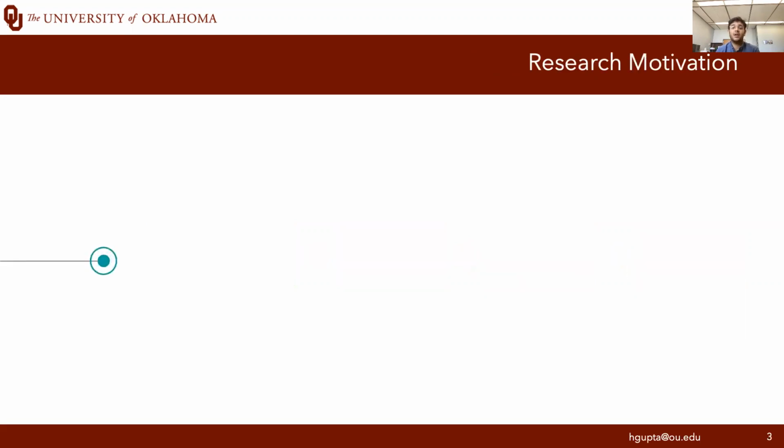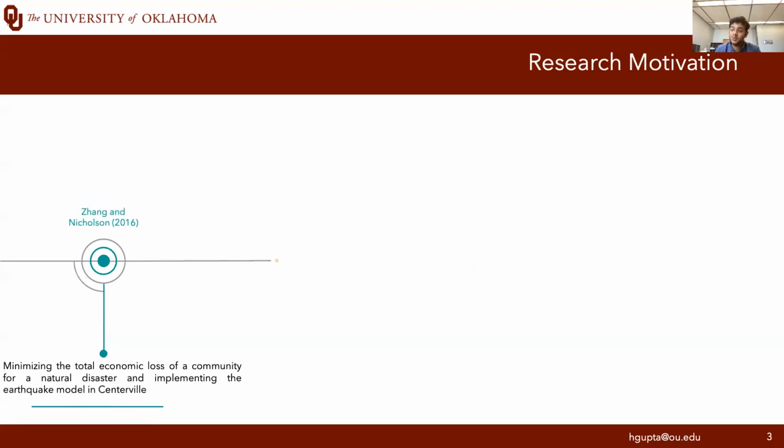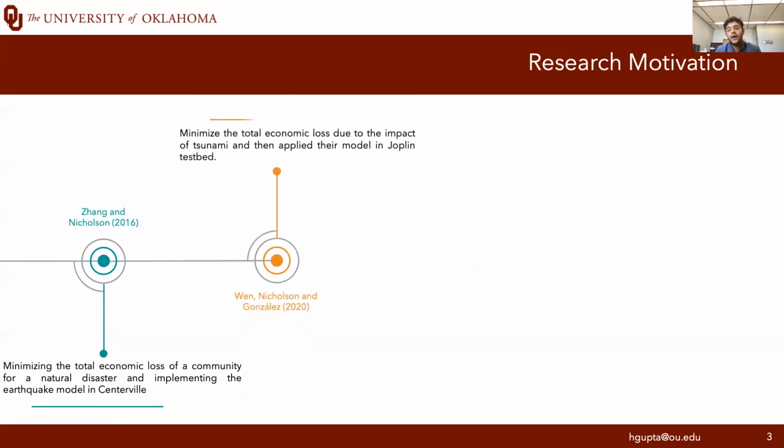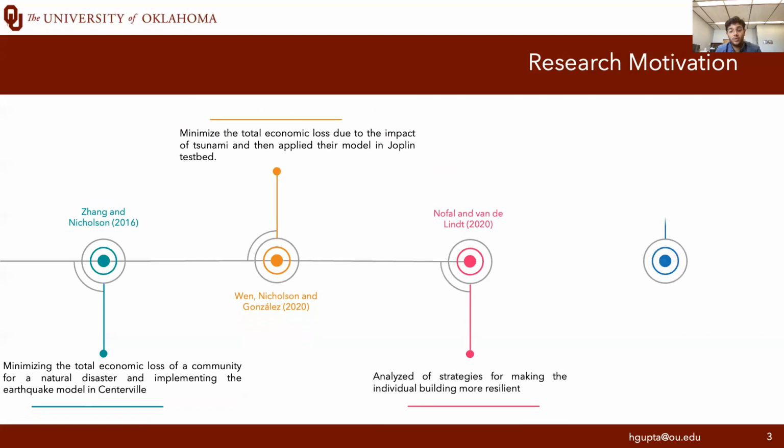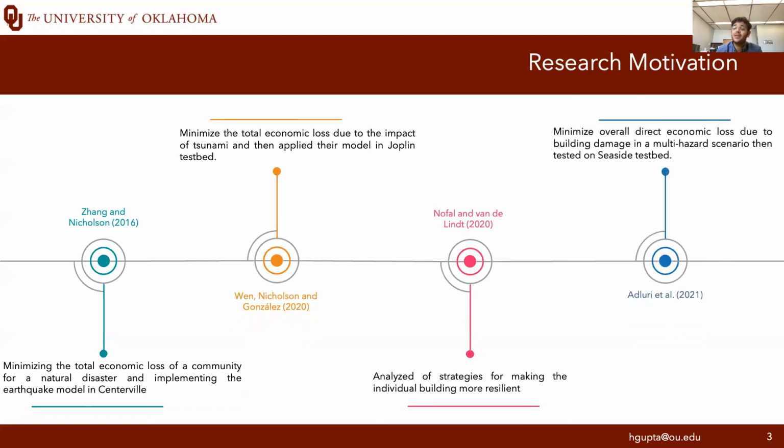My study and research motivation comes from different sources. Especially, I want to mention some of them. In the year 2016, Zhang and Nicholson worked on the optimization model to minimize the total direct economic loss for earthquake, and then Yuan et al. extended the model to use that for tsunami. She applied her model in the Joplin test bed, and after that, Art Lurie conducted his research for multi-hazard scenario. Even in the year 2020, Omar Nofal and Dr. Van Vliet started working on various mitigation strategies for flooding hazard.